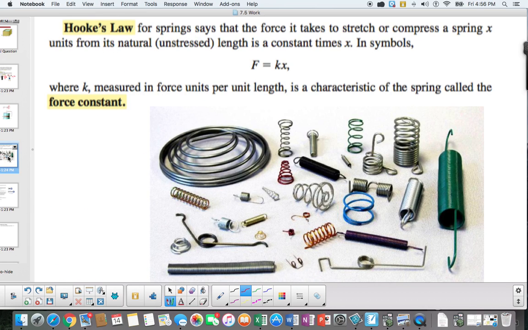Hooke's law for springs says that the force it takes to stretch or compress a spring x units from its natural unstressed length is a constant times x. So in symbols, force is equal to k times x. k is what we call the spring constant.